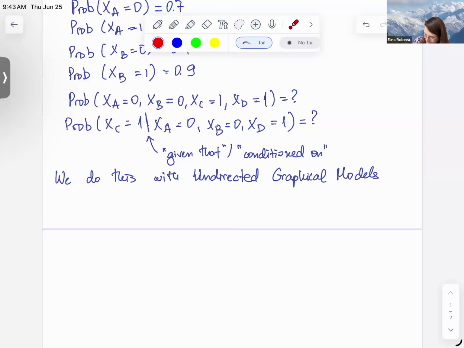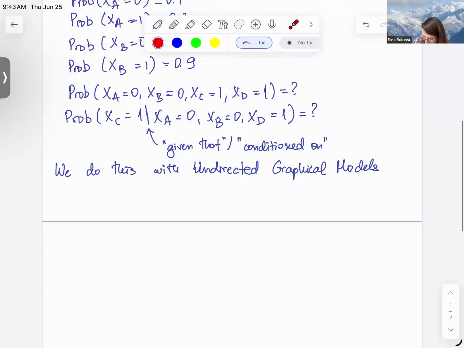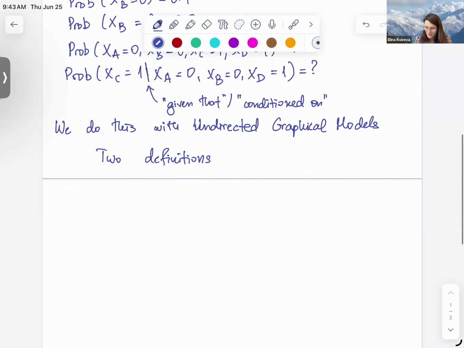Okay, so we're going to define undirected graphical models in two ways. So there will be two definitions. And I'm going to sort of allude to this here in the example. So the first definition I call Markov properties. And it says properties because there's several Markov properties. That's how they're called. That's just the name. But today I'll just talk about one of them, which is the main one called the global Markov property.